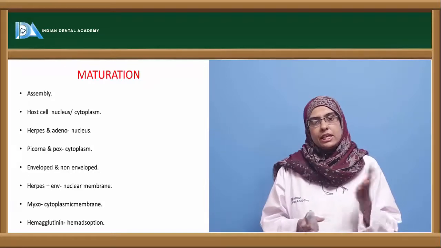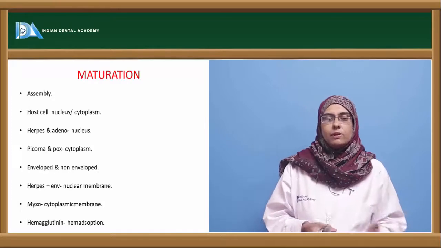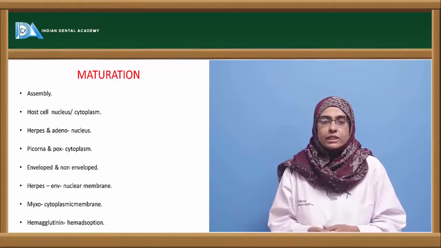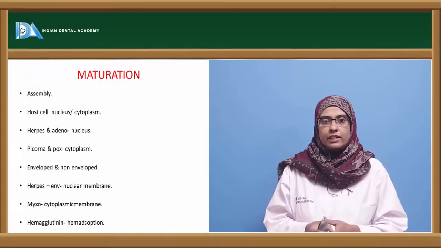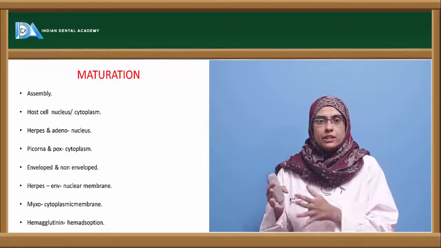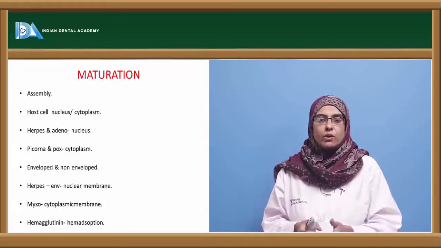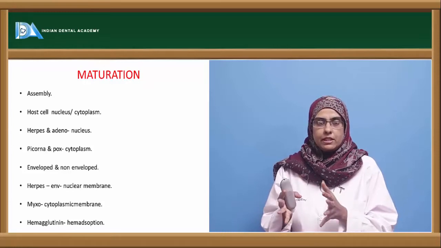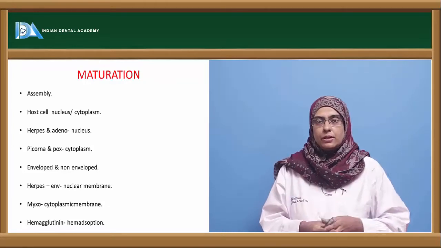So this maturation can take place either in the host cell cytoplasm or the nucleus. The examples we'll discuss here are herpes and adenovirus, which usually mature in the nucleus, whereas in picornavirus and poxvirus the maturation usually takes place in the cytoplasm.